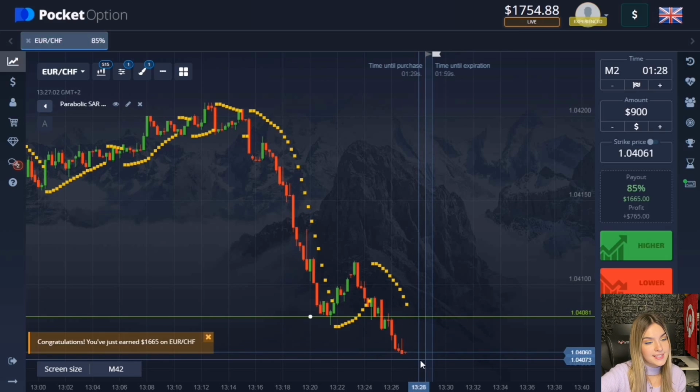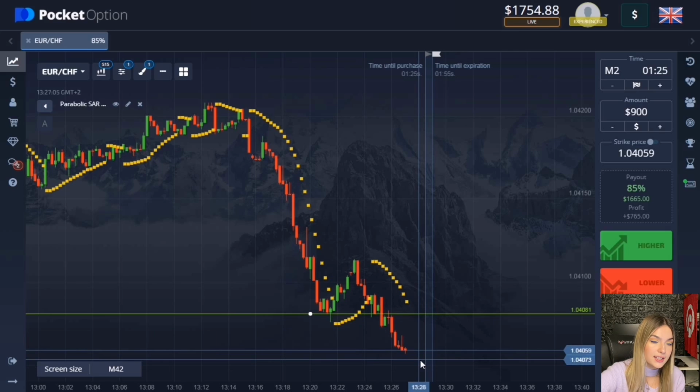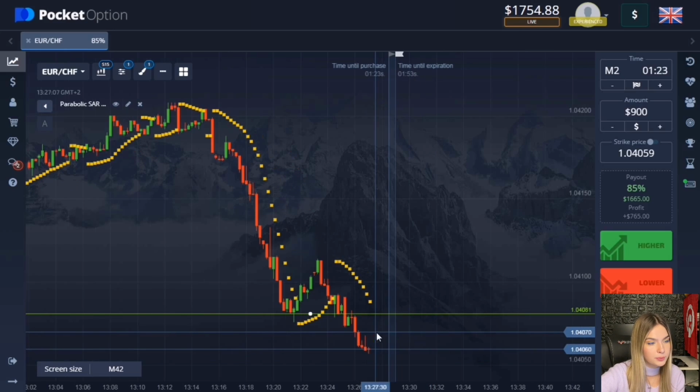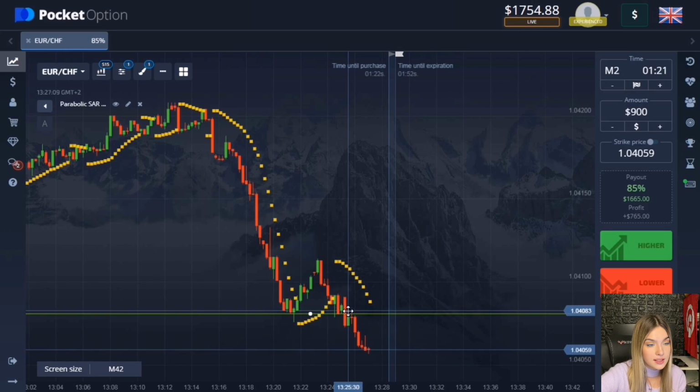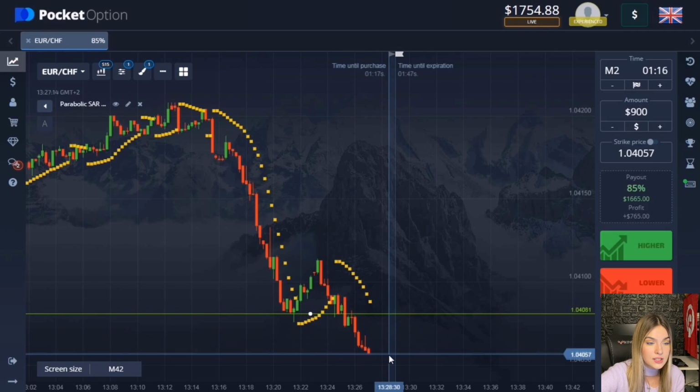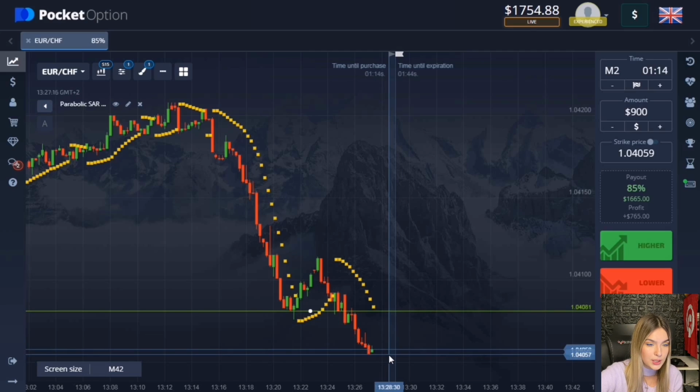Well, great friends, the price really broke through this level and went down, and we get a great profit. 2 minutes was enough for us. The indicator also confirmed our entry point and suggested further price movement. Let's continue to consider the following market situation.